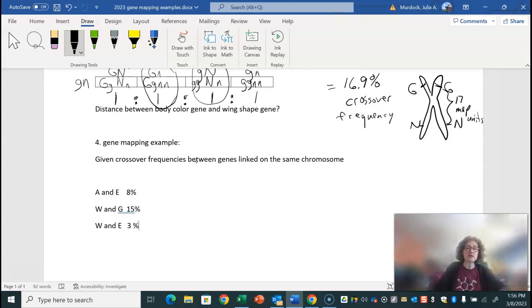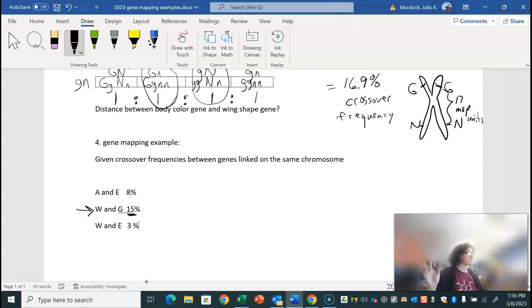So for example, they'll give you A and E crossover 8% of the time. W and G crossover 15% of the time. W and E crossover 3% of the time. So you always want to start with the ones that are furthest apart. That's how I do this. So 15 is your biggest number. Convert percentage into map units.